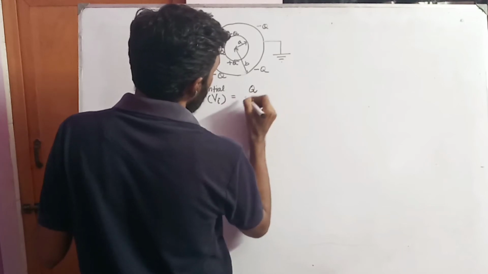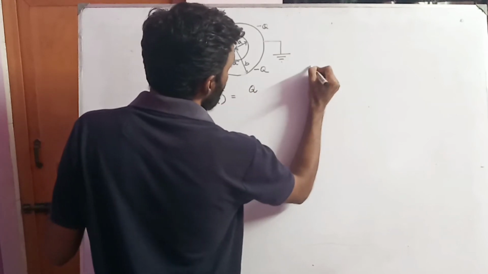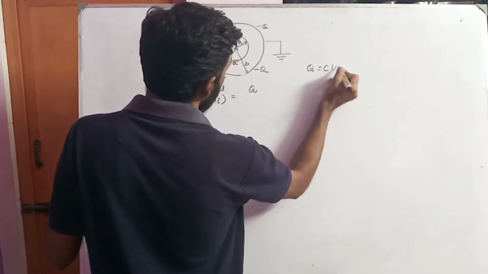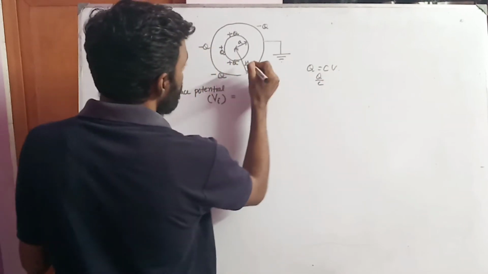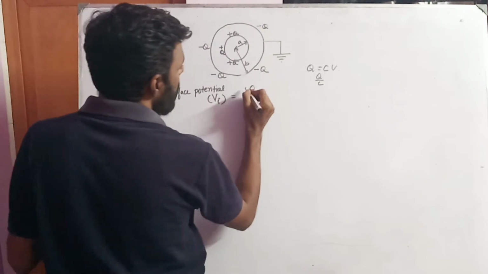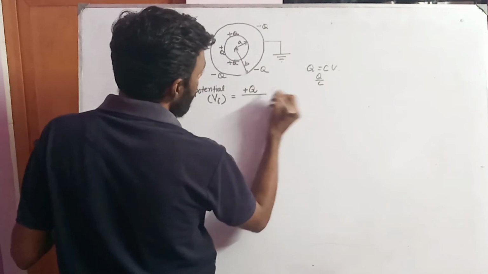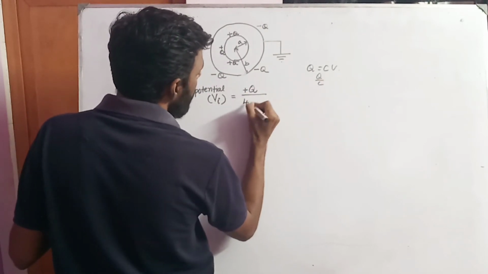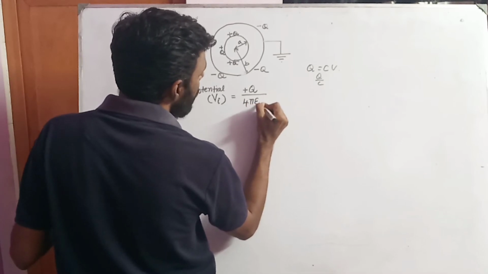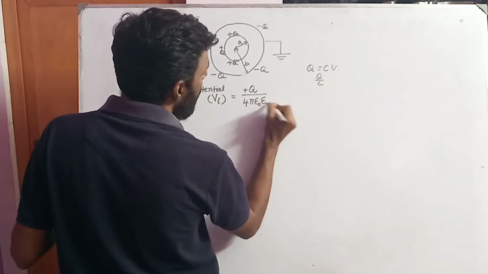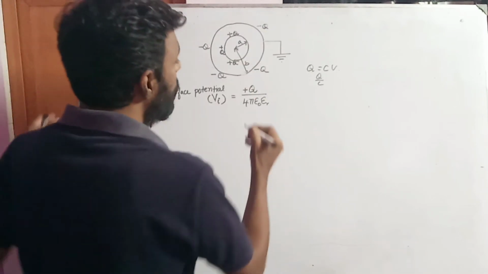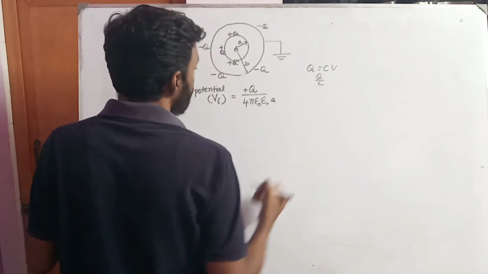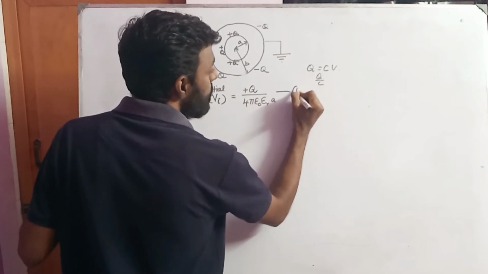Vi will be Q divided by C, since we know that Q equals CV, so V is Q divided by C. Q is positive, plus Q, divided by C, which is 4 pi epsilon naught epsilon r times the radius. The value of radius is A. Let us assume that this is equation number 1.